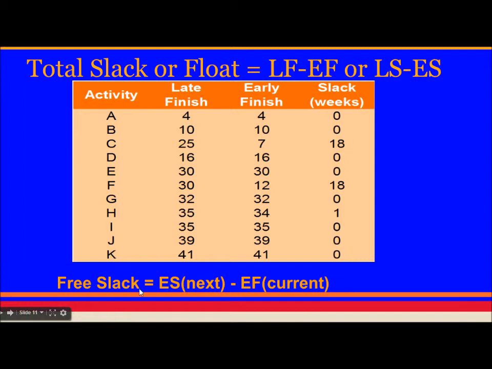And there is one more concept called free slack. Free slack is the amount of time an activity may be delayed without delaying the early start date of any successor activity. And it can be calculated as early start of next node minus early finish of the current. So you can just memorize this formula and use it whenever needed.